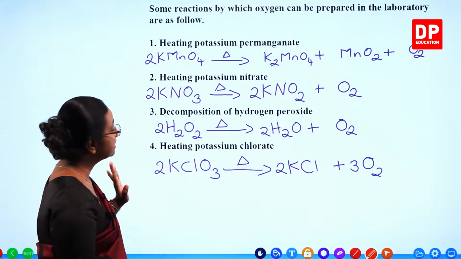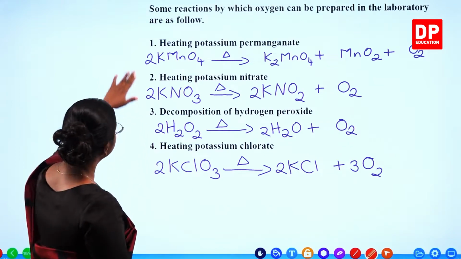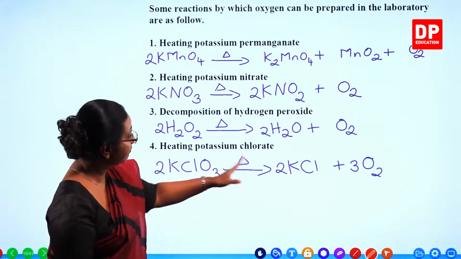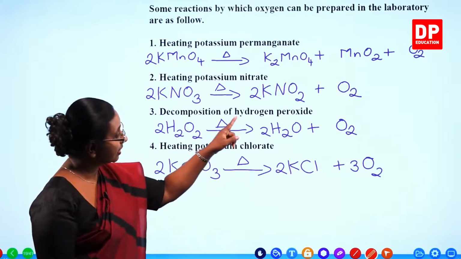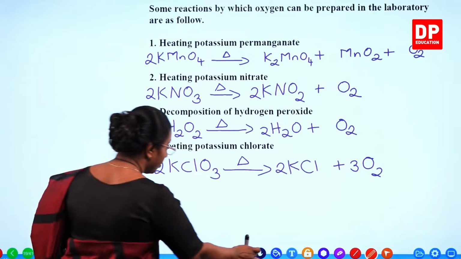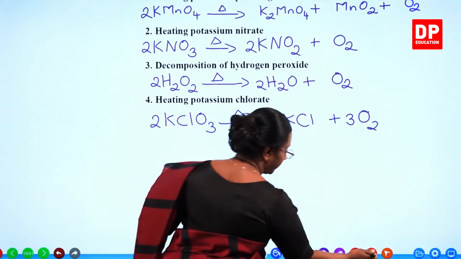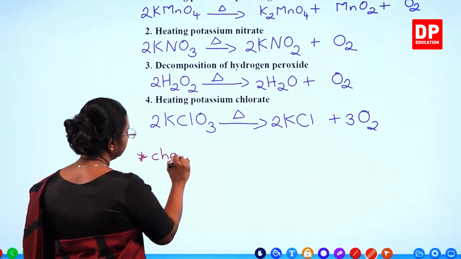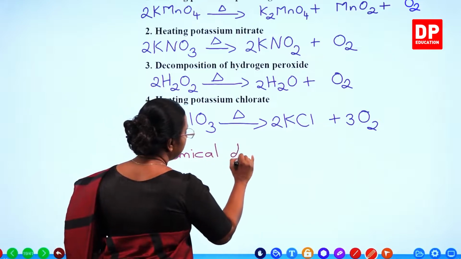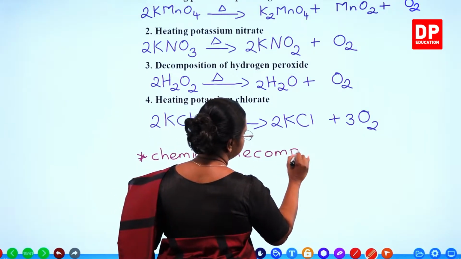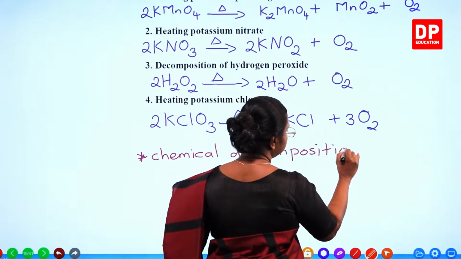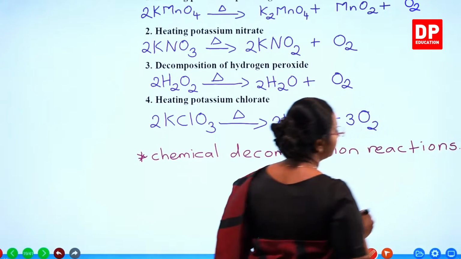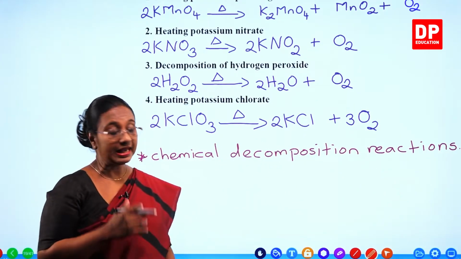Now all these are balanced chemical equations, students. You can see all of them have one reactant which decomposes on heating to give rise to the products, and in all the reactions oxygen gas is produced. So all these are what? They are chemical decomposition reactions. So for all the reactions, you need to supply heat.